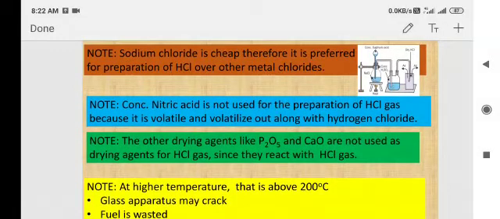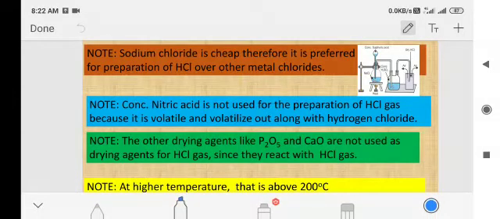The first thing is we preferred sodium chloride for the preparation of HCl over other metallic chlorides. There are so many other metallic chlorides, like KCl, magnesium chloride, but still we prefer sodium chloride for the preparation of HCl because of two reasons. The one is it is very cheap and easily available in the market.